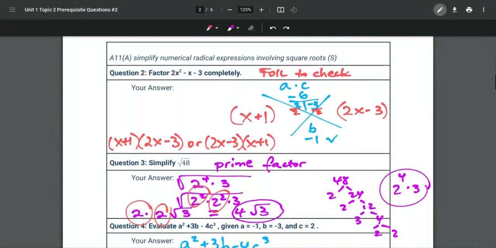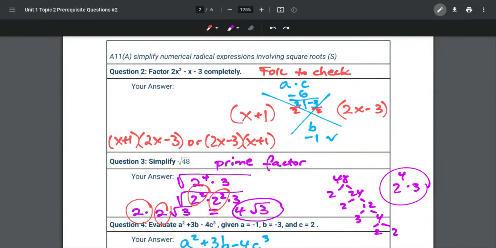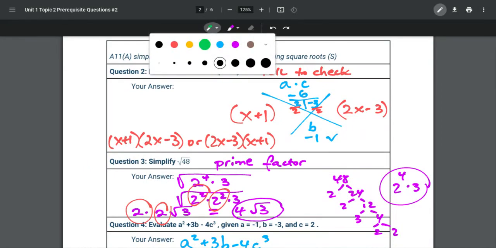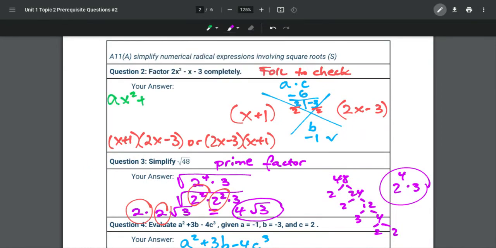Now, question number 2, factoring. You want to recall how to factor. Notice that the coefficient of x squared is 2. So when you look at ax squared plus bx plus c, what you want to do is multiply a times c. You get -6. Now you're finding factors, which means two numbers that multiply to give you -6. That would be 2 and -3.